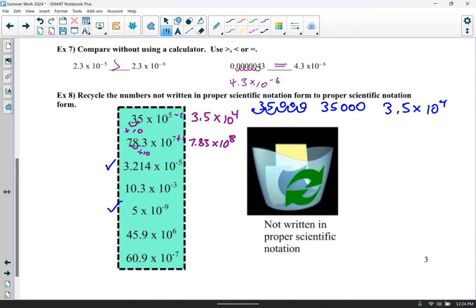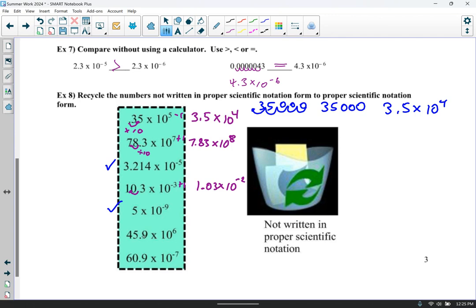Okay. So 10.3 times 10 to the negative third, it's too big. I need to take out a power of 10, dividing by 10. So I'm going to add that power of 10 back to the exponent. So I'm keeping the same value of the number, just changing the way it looks. And careful, it's a negative. Negative 3 plus 1, negative 2.